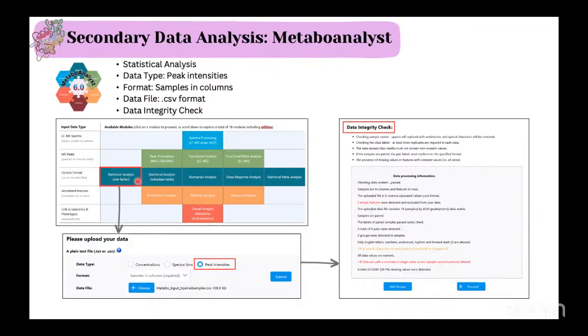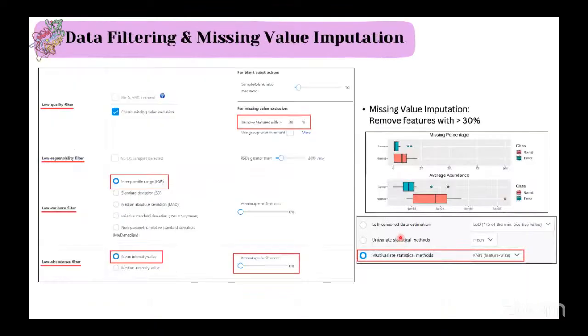You just click on the statistical analysis on the MetaboAnalyst. You select the peak intensities. When the peak intensities are selected, you move on to the data integrity check. Once the data integrity check is done, you remove the missing values.